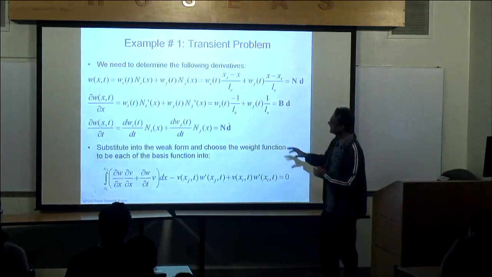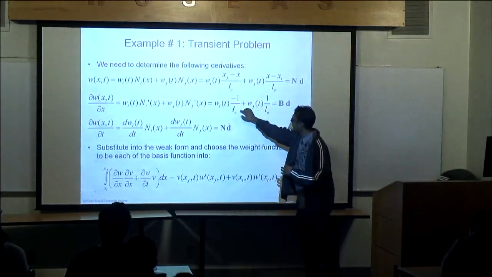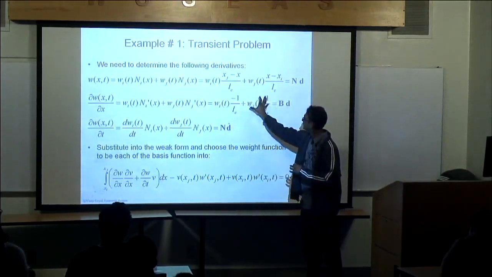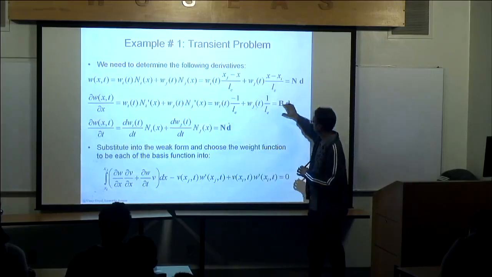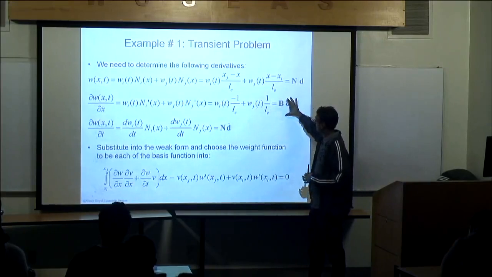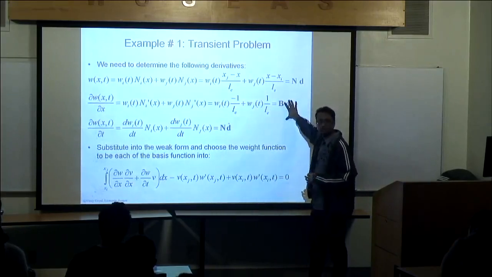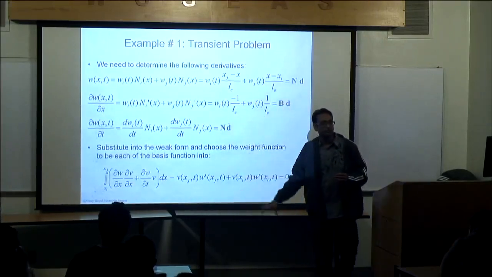Okay? And now, once again, I can put minus 1 over Le and 1 over Le in that vector. I'll call it B bold. And Wi(t) and Wj(t), which are basically the same vector D. I haven't changed that portion. Everybody follow so far? Excellent.